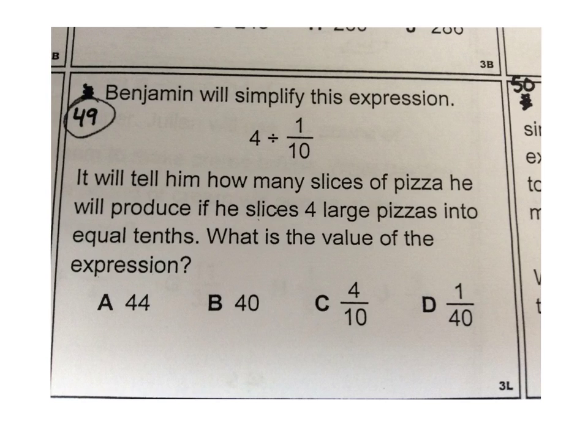So solve that. This is what is the value of the expression? Because the question was, how many slices of pizza will he produce if he slices 4 large pizzas into tenths? So visually, you've got 4 pizzas. So visualize 4 large circles, and you're dividing each of those circles into tenths. And they're asking how many slices you have. So it's 4, which is keep. Change your division sign to multiplication, and you're going to flip the 1/10 to 10/1 and multiply.